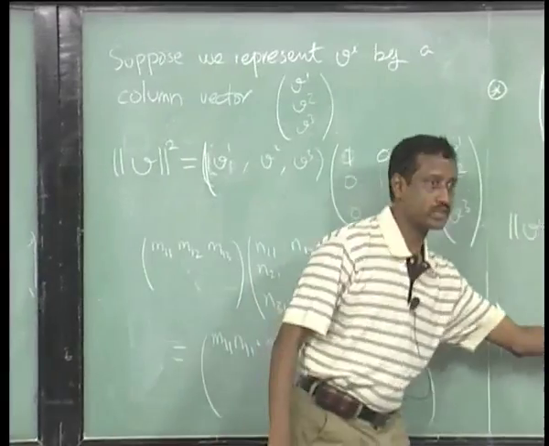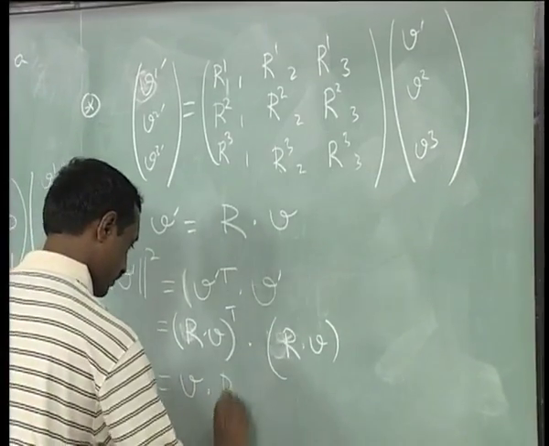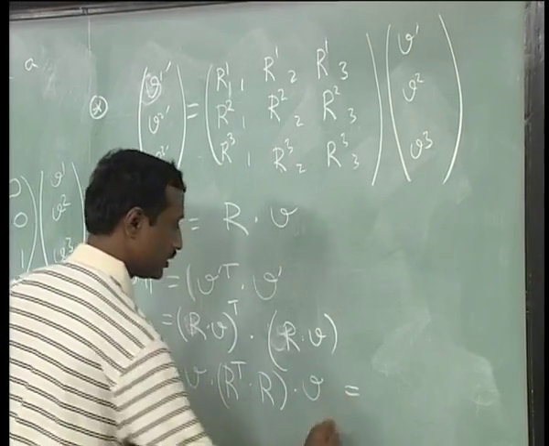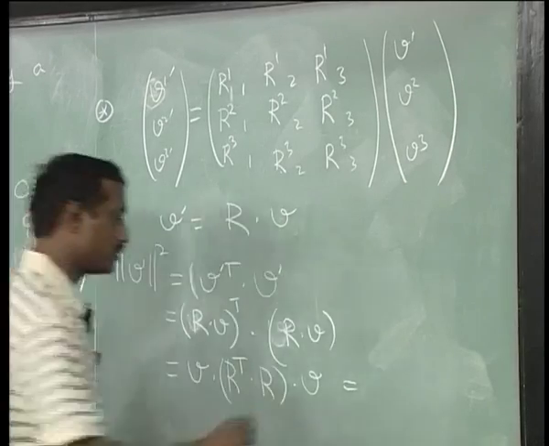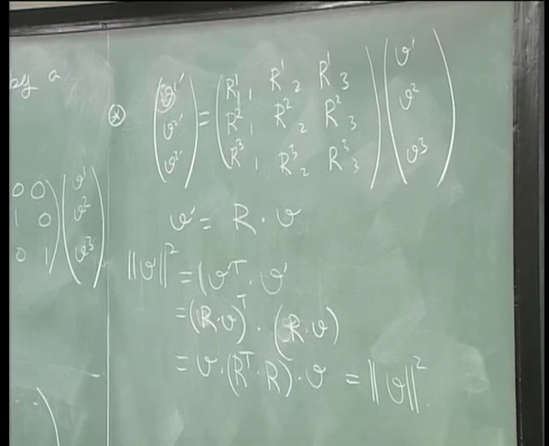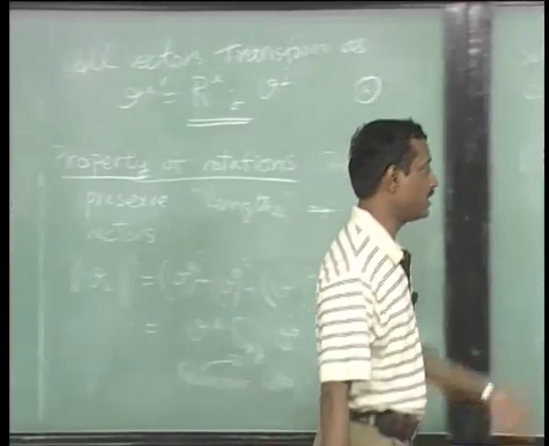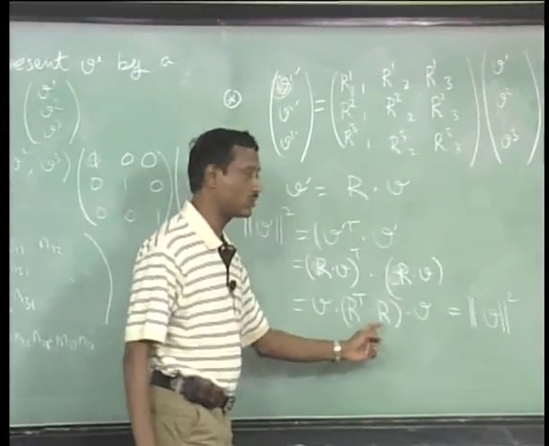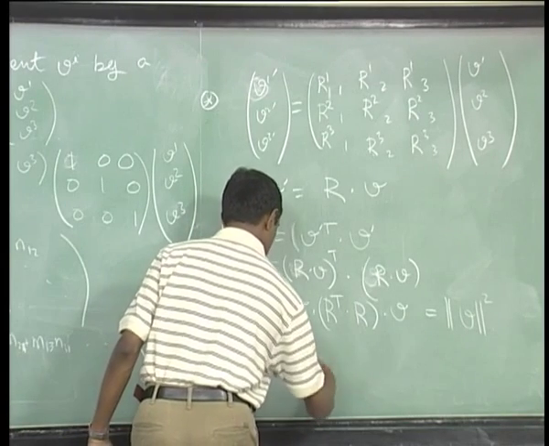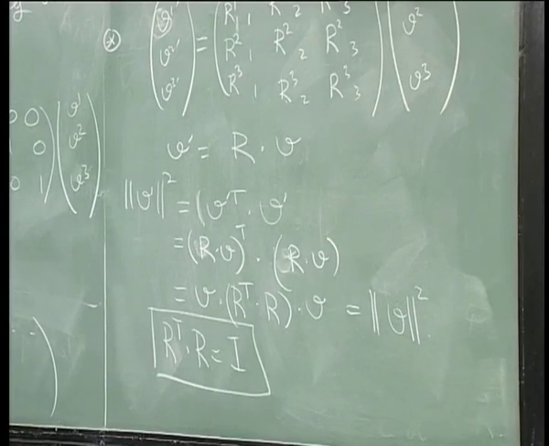under transposition the order changes. So we end up getting this is equal to V dot, and rotations preserve the length. So this should be equal to, and this has to hold for all vectors, not one particular vector. For any vector this has to hold, and that can happen only when R transpose R equals identity.